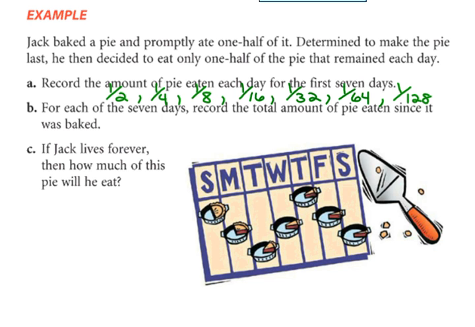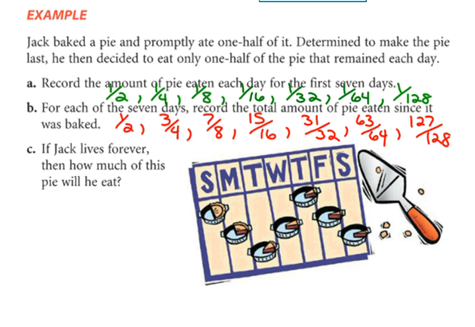Part B, for each of the 7 days, record the total amount of pie eaten since it was baked. So to answer part B, we had to find S sub 1 to get 1/2, S sub 2, meaning add up how much pie he ate in the first 2 days to get 3/4. S sub 3, how much pie did he eat in the first 3 days. S sub 4, the sum of how much pie he ate in the first 4 days. S sub 5 would be how much pie he ate in the first 5 days. S sub 6 and S sub 7, right?